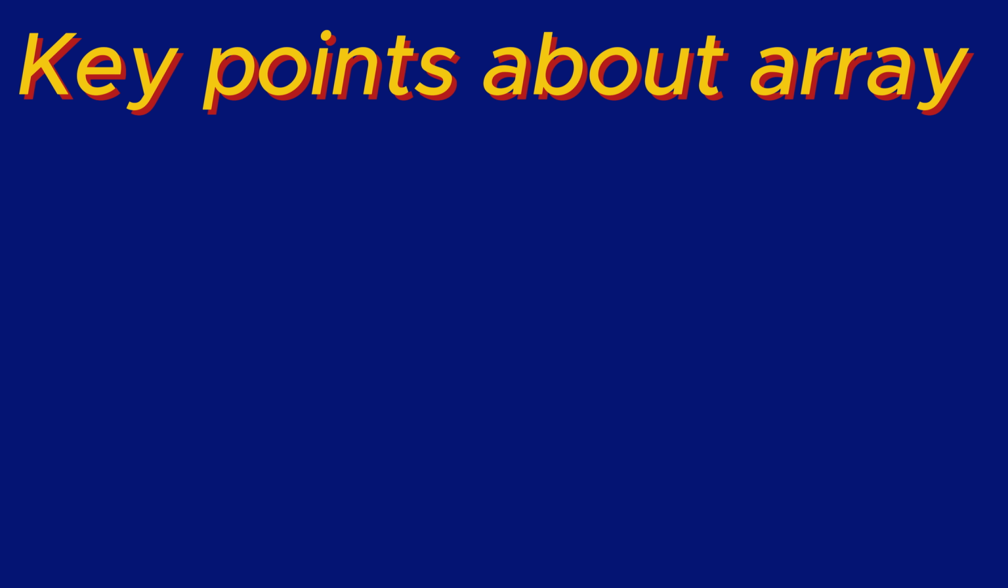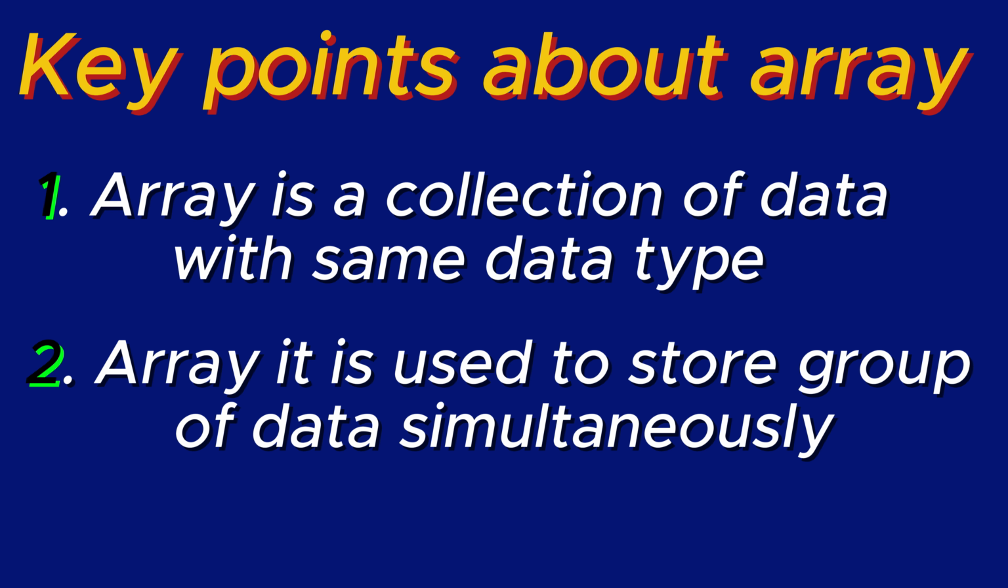Now let us start with some things we need to notice about array. Actually, array, as you have seen, is a collection of data of the same data type. It is used to store a group of data simultaneously. It can store data of the same data type, meaning an integer array can store only integer values. A character array can store only character values, and so on.